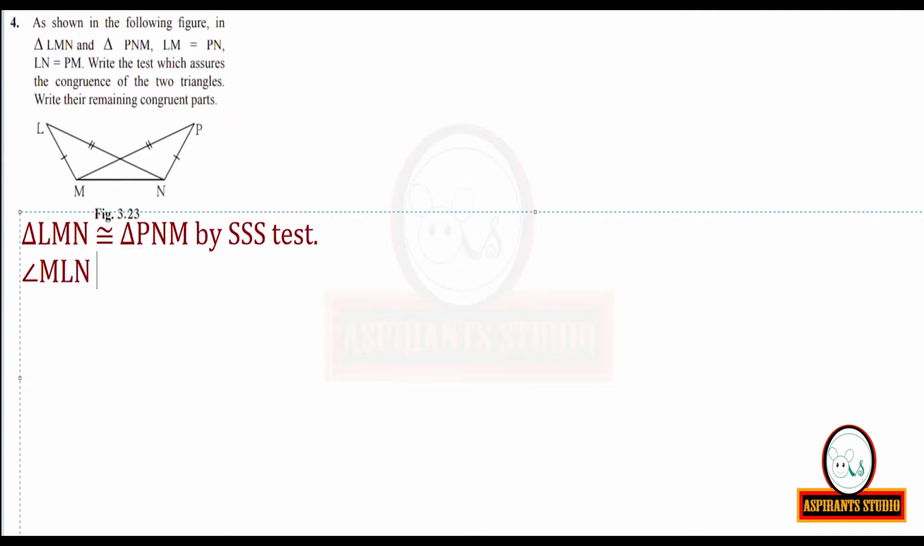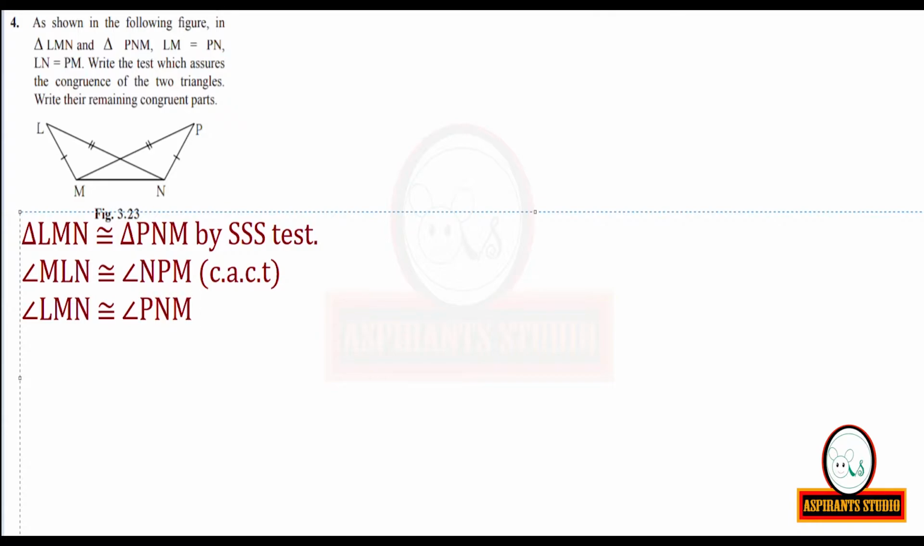Now, we will write the remaining congruent parts. Whatever is left out, you have to take. In triangle LMN, you can see angle MLN to be congruent to angle NPM. You have to see the correspondence of the vertices and accordingly write. If you cut one triangle and place it over another, and if they are overlapping each other properly, then because these two triangles are congruent, they will overlap each other if you cut and paste one triangle over another. So we can find out the corresponding vertices accordingly.